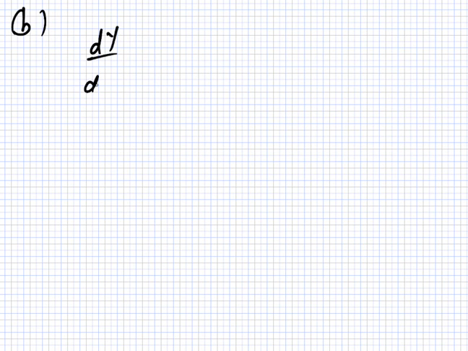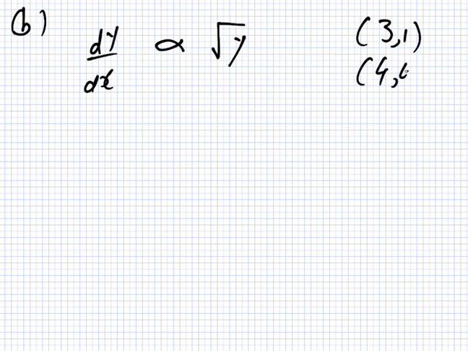Yeah, 2 times, 4 significant figures. This is the normal way. A curve is such that at any point the gradient is proportional to the square root of the y coordinate at that point, and the curve passes through (3, 1) and (4, 4).